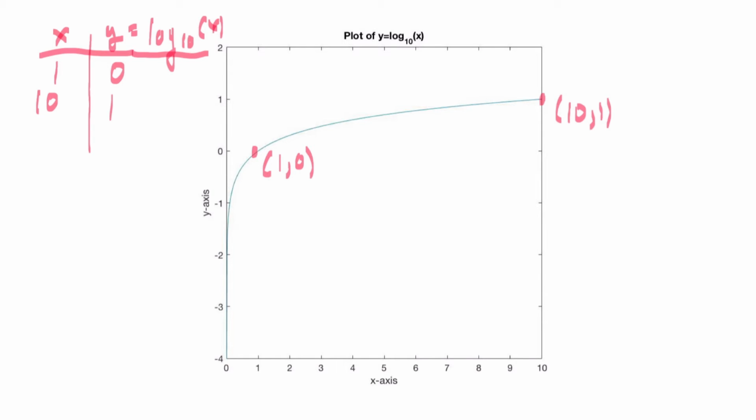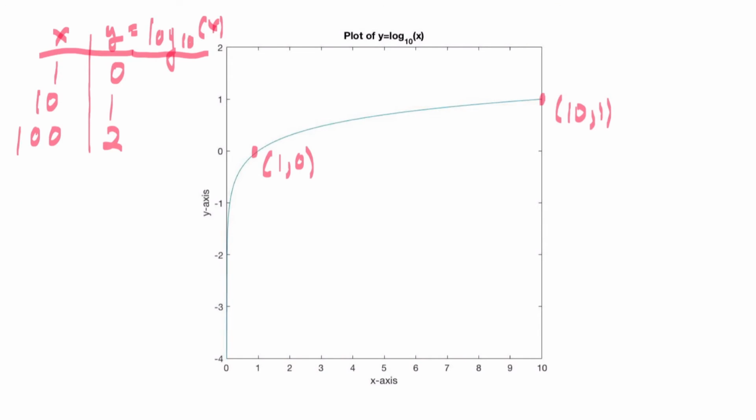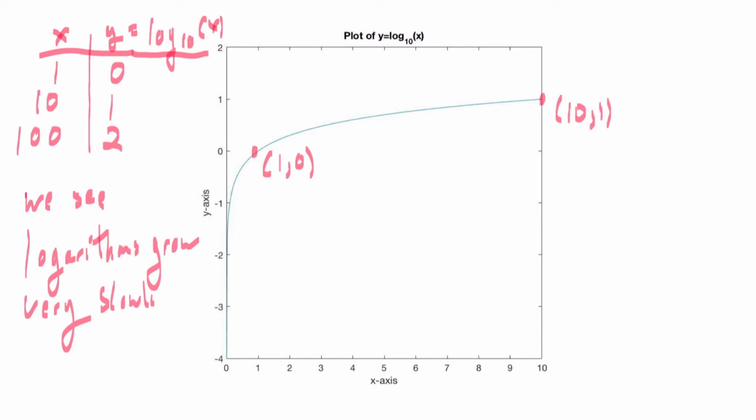And in fact, if we had lots of time and energy, we could draw this plot all the way out to x equals 100. And then what is the value of the logarithm base 10 at 100? Only 2. We saw this exercise already. So what is that saying? In other words, logarithms grow very slowly, compared to exponentials that were growing very, very rapidly.